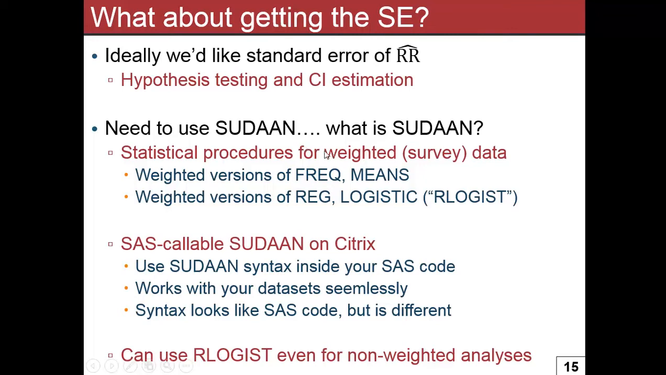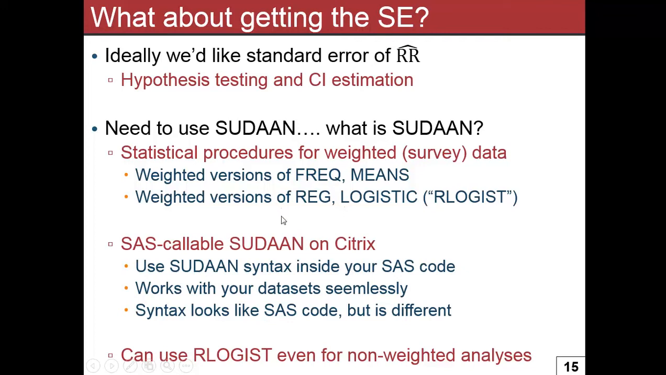Sudaan is a package that was developed as a standalone package, but also as an add-on to SAS. It analyzes survey data: weighted, complex sampling, cluster surveys, or various probability survey data. It contains versions of proc means, freq, and the linear regression and logistic procedures, all of which deal with complex sampling and weighting schemes. By the way, SAS now has versions of all these too. They're called Survey Freq, Survey Means, Survey Logistic. They're actually better than the Sudaan ones.